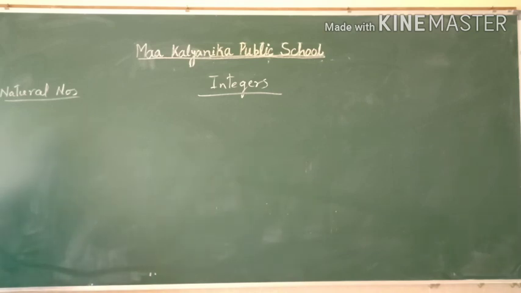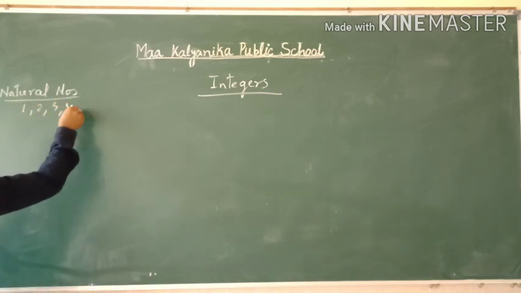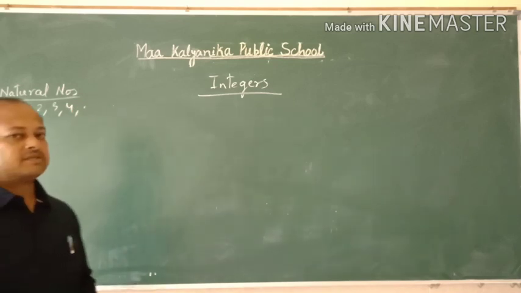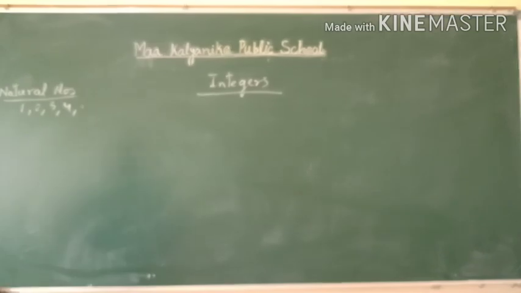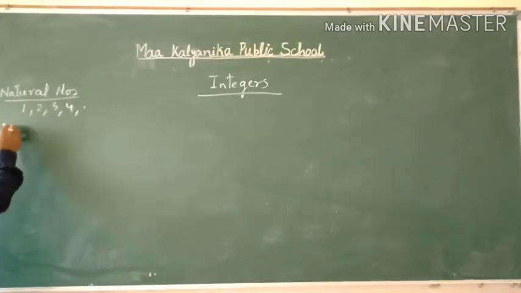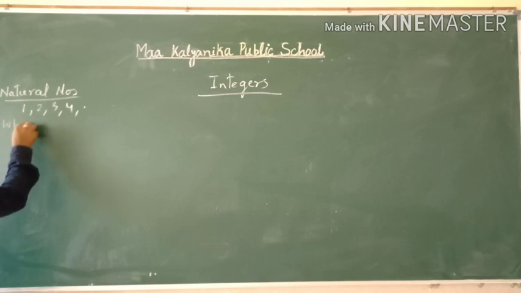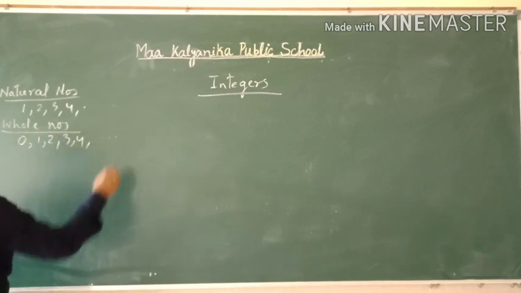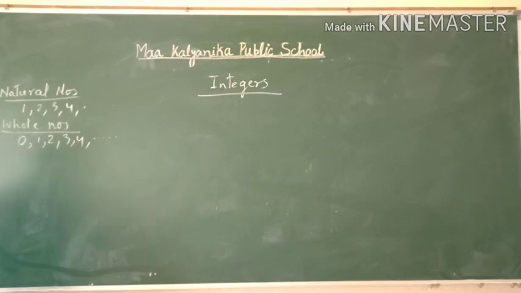The natural numbers are 1, 2, 3, 4 like this up to infinity. These are called natural numbers. When we add 0 to the natural numbers, it becomes whole numbers. So what are whole numbers? If you write 0, 1, 2, 3, 4 like this, it will become the whole number set.